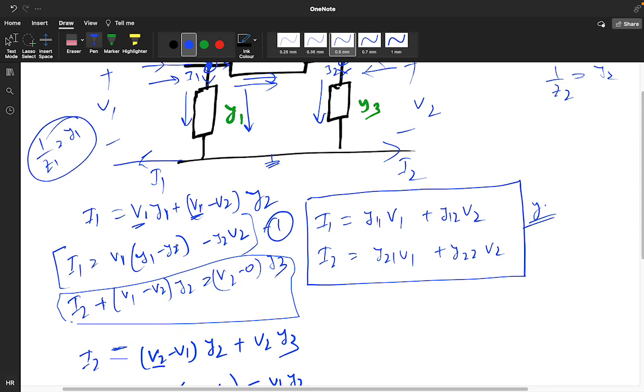See, Prasanna, in this first equation, this will be plus, because this is Y1 V1, and if you take it common, plus will come. If you take it common, plus will come.